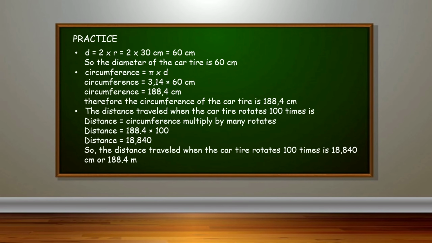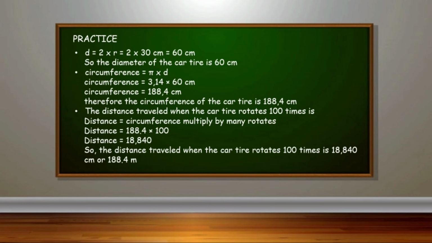First, we look for the diameter of the car tire. Because it is known that the radius is 30 cm and the diameter is 2 multiplied by radius, so 2 multiplied by 30 equals 60 cm. So the diameter of the car tire is 60 cm.